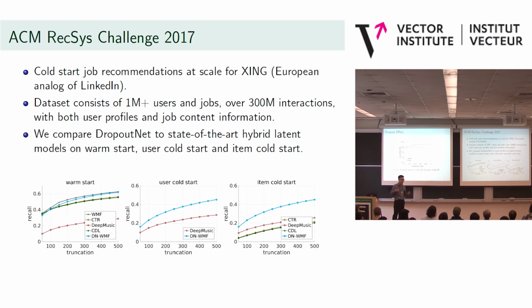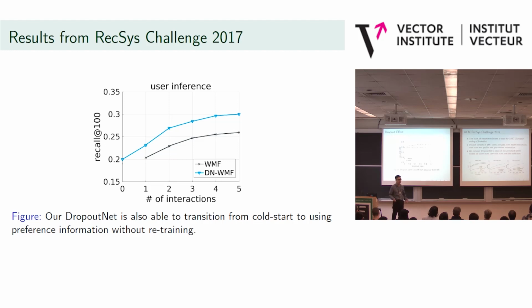We compared our dropout net to some of the state-of-the-art hybrid latent models and show the results here. On the x-axis, we examined the performance at various truncations with which we evaluate the recall. On the y-axis is the recall, where higher recall is better. Our model is shown in light blue here, and as you can see, our model outperforms the state-of-the-art models substantially on the cold start user and cold start item evaluation sets. However, on the warm start, we're still able to perform favorably against these state-of-the-art models.